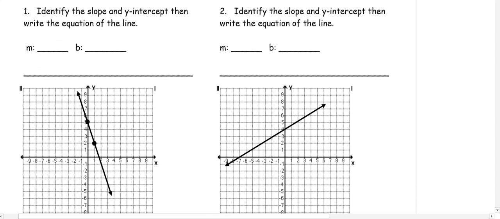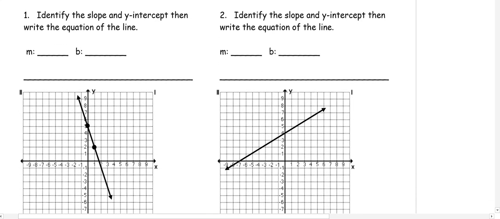So in number 1 and number 2, we already have the line drawn. We need to write the equation. So to find the slope, in this case, my line is going down. So I want to figure out how much I go down and over to get to the next dot. So I went down 3 and right 1. So my slope is negative 3 over 1, which is negative 3. My y-intercept would be (0, 5), because that's where I'm crossing the y-axis. So in this case, my equation would be y = -3x + 5.